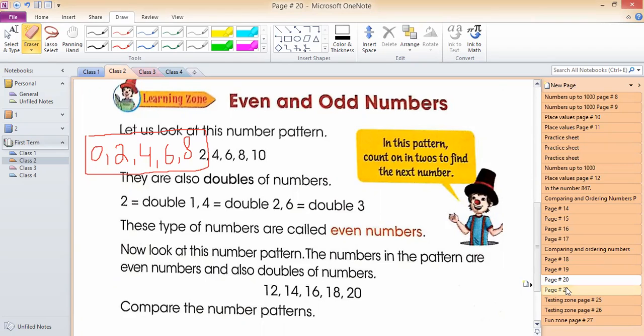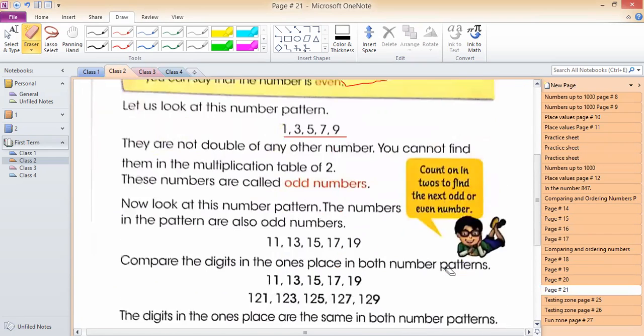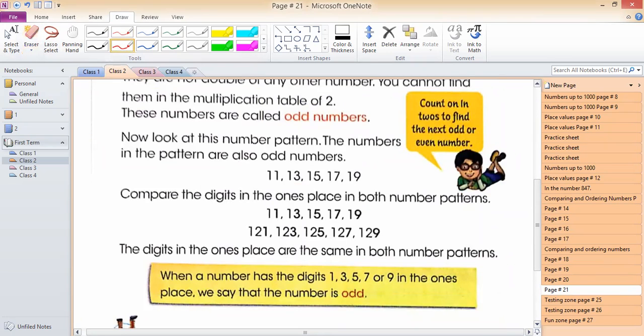All right, guys. Now, let's talk about the odd number. What are the odd numbers, guys? When a number has the digit 1, 3, 5, 7, or 9 in the ones place, then we say the number is odd. If it is 0, 2, 4, 6, 8, then it is even.